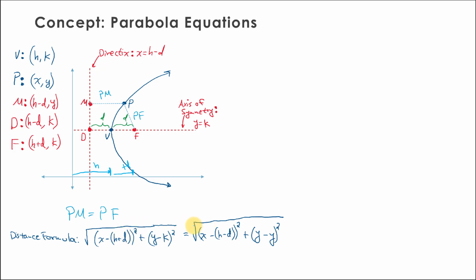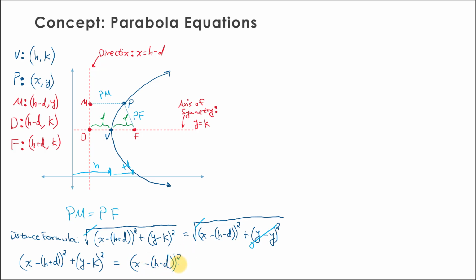And since we have square roots on both sides, we can go ahead and get rid of those. And all that's left is what's under the square roots, okay? And then this y minus y goes to 0, so that's going to go away. So I'm left with x minus h plus d, quantity squared, plus y minus k quantity squared equals x minus h minus d quantity squared.